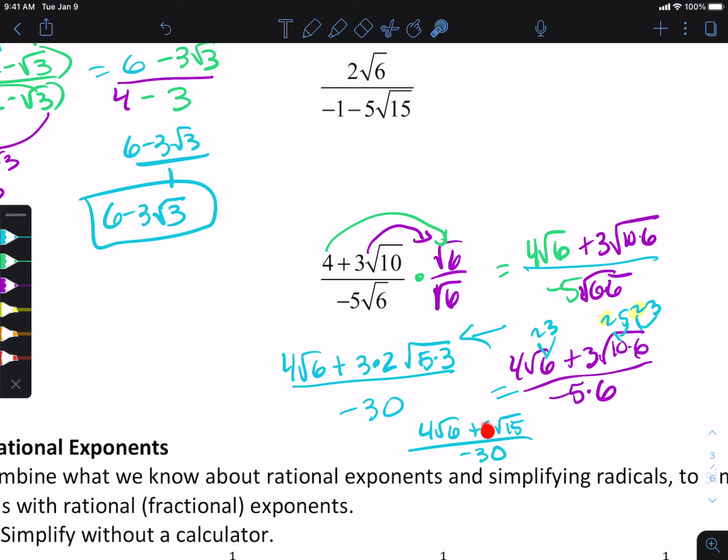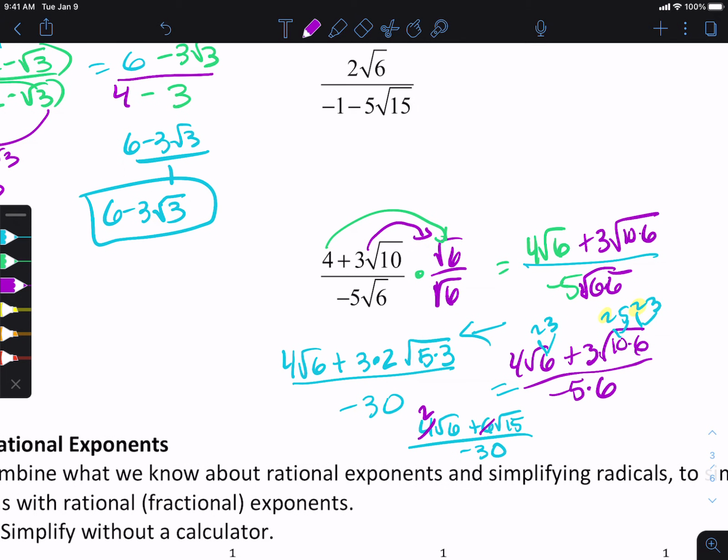So I'm looking, do 4, 6, and 30 have something in common? Yeah, they all are divisible by 2. So if I divide each one by 2, 2 goes into that twice, 2 goes into that 3 times, 2 goes into that 15 times, and I keep it negative. So this would be 2 root 6 plus 3 root 15 over negative 15. Notice I didn't do anything with the parts that were under the root. Those stay exactly the same.